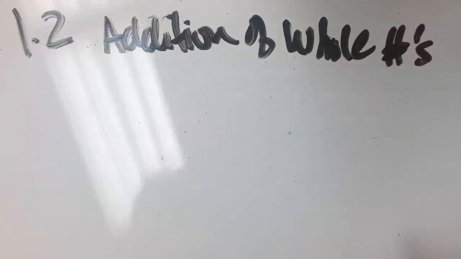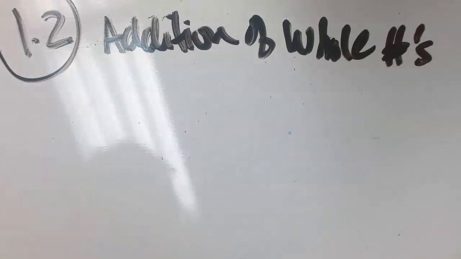Okay, so now in this lesson 1.2, we are going to talk about the addition of those whole numbers. In lesson 1.1, we learned what a whole number was, what a number line was, what a period in a place value chart meant, and what is less than, greater than, or equal to. In this case, we're going to learn how to add those whole numbers.